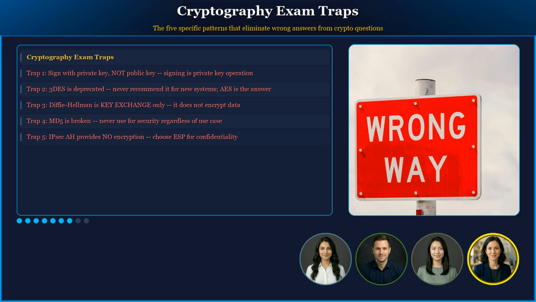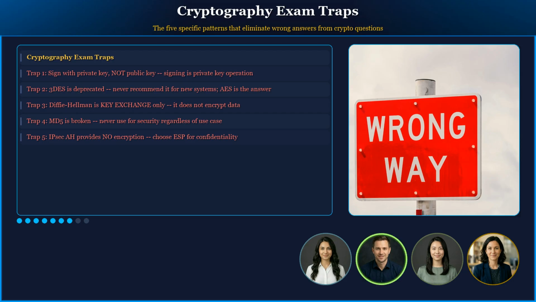Trap 5. IP security AH for confidentiality. Authentication Header authenticates the source and detects tampering. It does not encrypt. If confidentiality is required, AH is wrong and ESP is correct. Know the difference between what AH and ESP each provide.